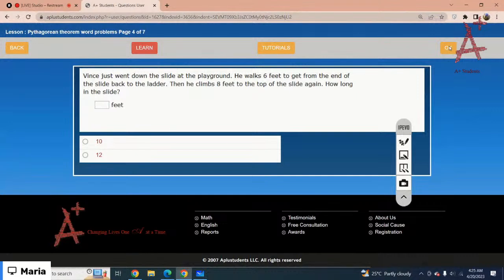Okay, Vince just went down the slide at the playground. He walks 6 feet to get from the end of the slide back to the ladder. Then he climbs 8 feet to the top of the slide again. How long is the slide? So you have to calculate the hypotenuse in this case. Got it?